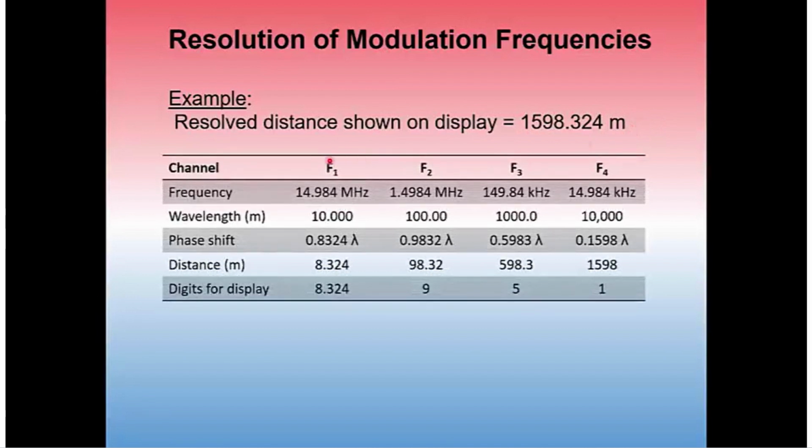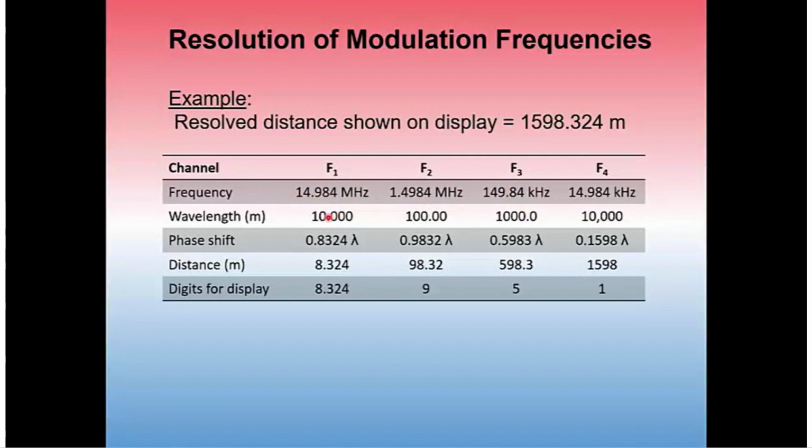Well, there are 4 channels of waves coming through the instrument. Here are the necessary frequencies to generate the related wavelength. So a wavelength of 10 meters needs a frequency of 14.984 megahertz. A wavelength of 100 meters needs 1.4984 megahertz, and so on. And so the frequency is not so much important.